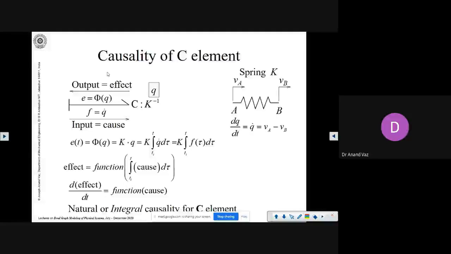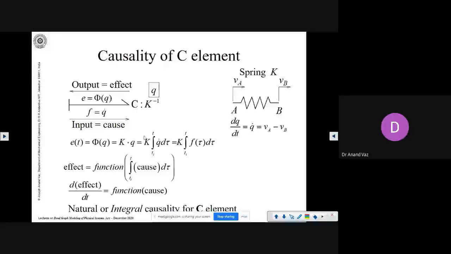And that is because the spring decides one variable of power when it receives an input, which is the other variable of power. So I hope this idea of integral causality of the spring has become clear to you.